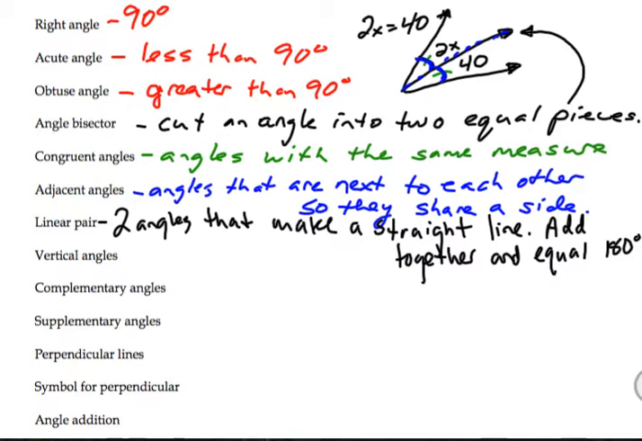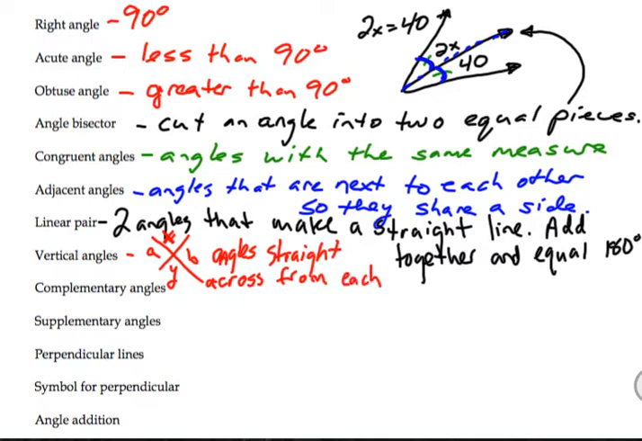Vertical angles. If I go like this, that's an X, that's a Y, this is an A and a B. So vertical angles are angles straight across from each other. In other words, angle A is congruent to angle B, and angle X is congruent to angle Y.